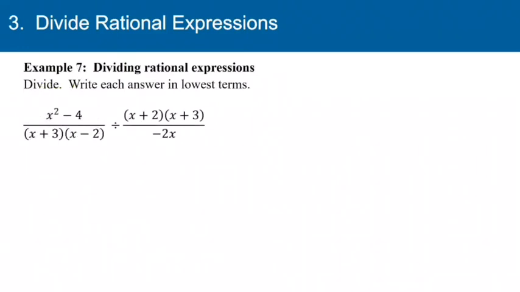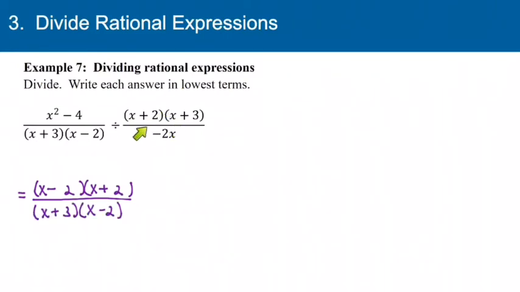Okay, for example 7, again we are dividing. So it says divide and write each answer in lowest terms. So we have x squared minus 4 over this factoring divided by this factoring divided by negative 2x. Before we do any crossing out, let's go ahead and factor this top left. So that's going to become x minus 2 times x plus 2. And the bottom's already factored for us.